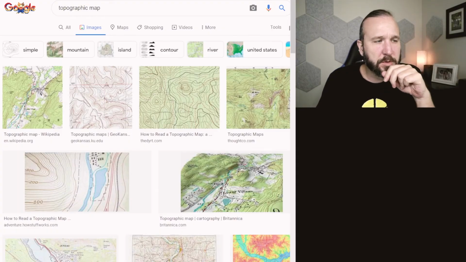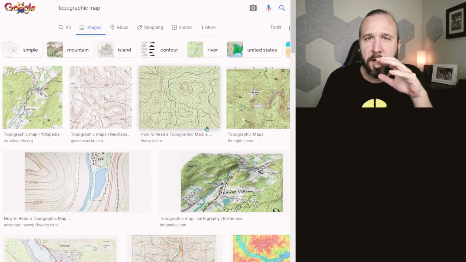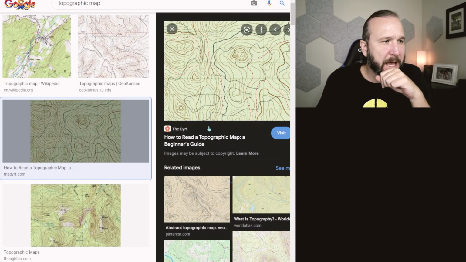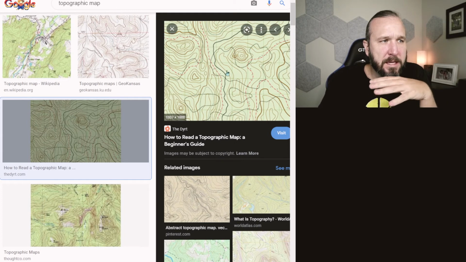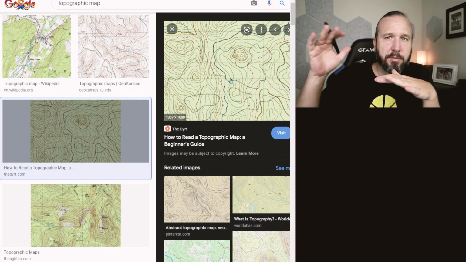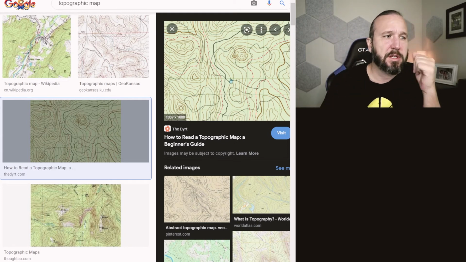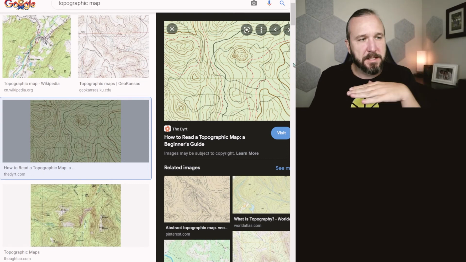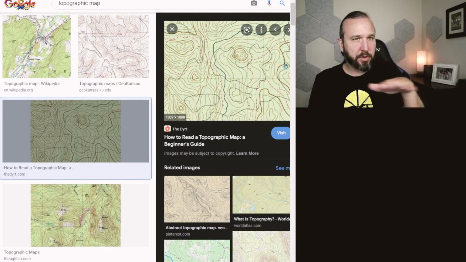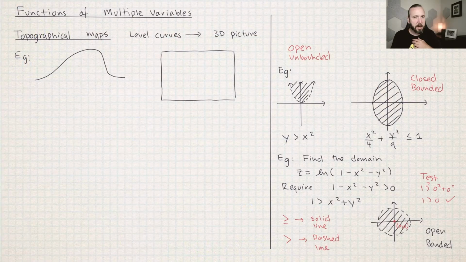You may have seen images like this before. They're called topographical maps. And the idea is it's a way to take 3D information and represent it in a 2D graph. So the point is that you take a bunch of level curves that are all the same, and you slice them evenly, and then you just graph all of those level curves on a 2D graph.